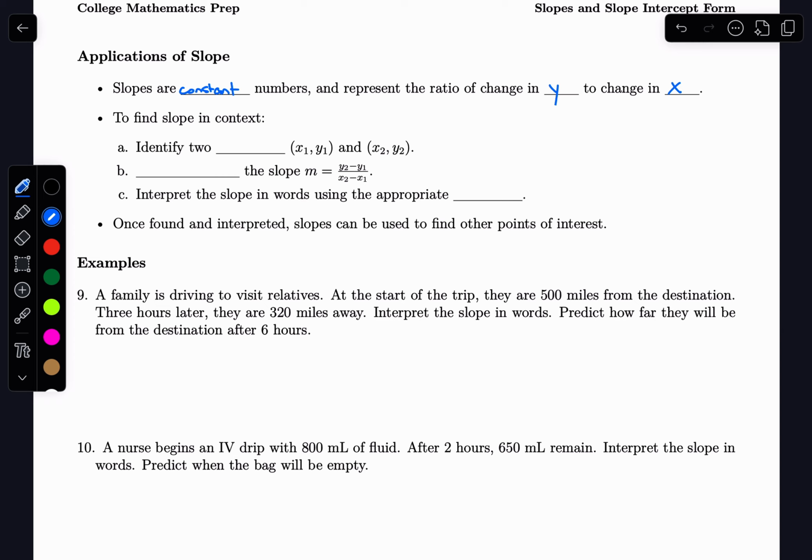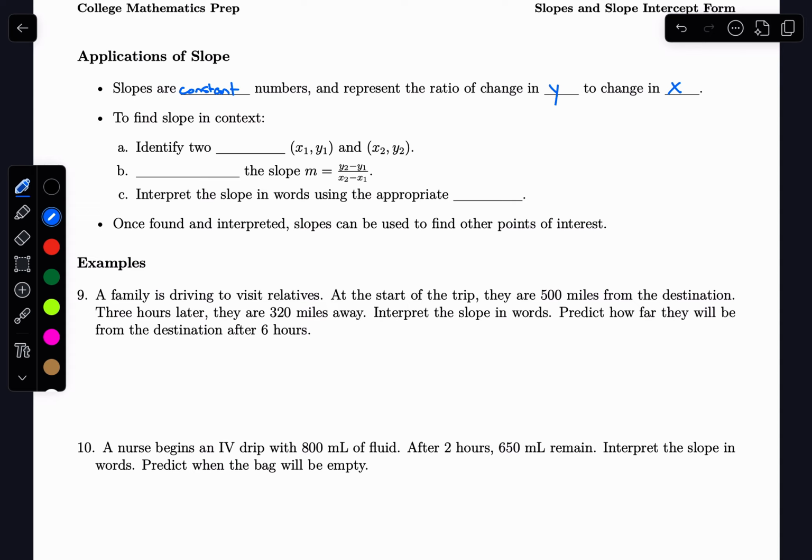Right now, x and y don't have any meaning, but in the problems below, they're going to have meaning. We're either going to be talking about miles or volumes of fluids or dollars, okay? But we're going to have some sort of units that go with x and y. And our slope is going to represent how one of those variables changes with respect to the other.